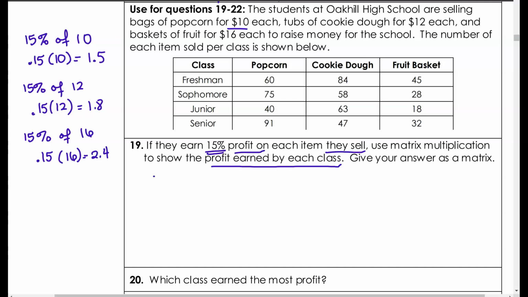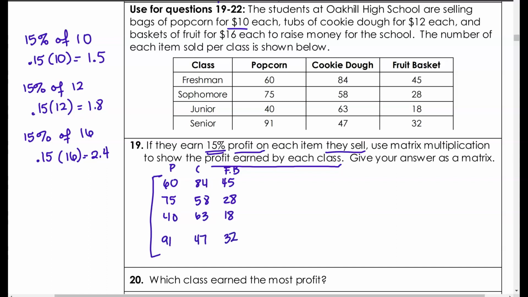So let's write out this matrix. So our matrix is going to look like 60, 84, 45. So remember, here's our popcorn, here's our cookie dough, and here's our fruit basket. So then we have the other values of sophomores, juniors, and seniors. So we have 75, 58, 28, 40, 63, 18, 91, 47, and 32.